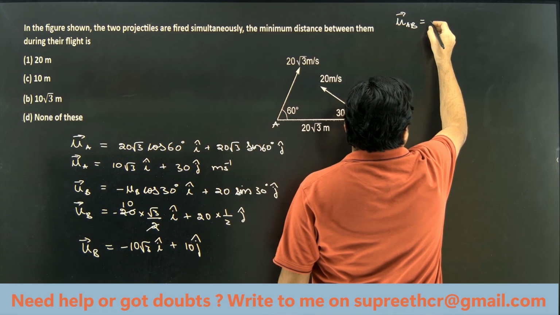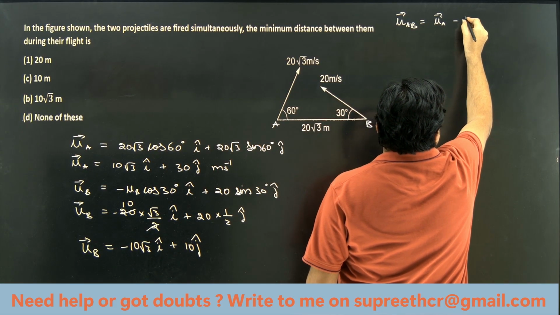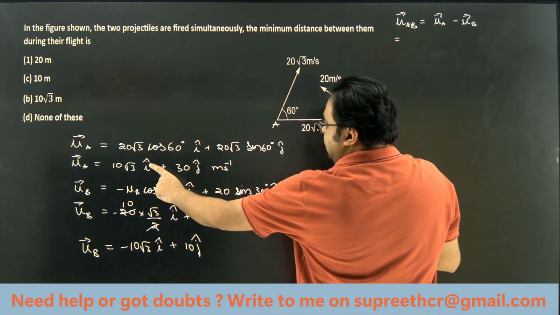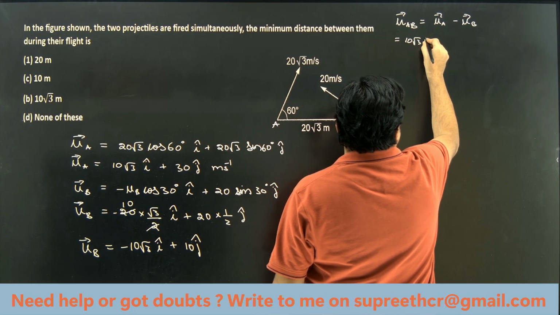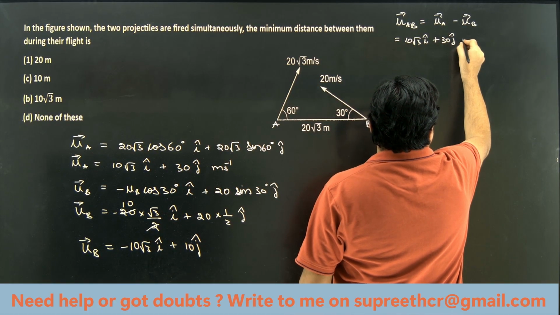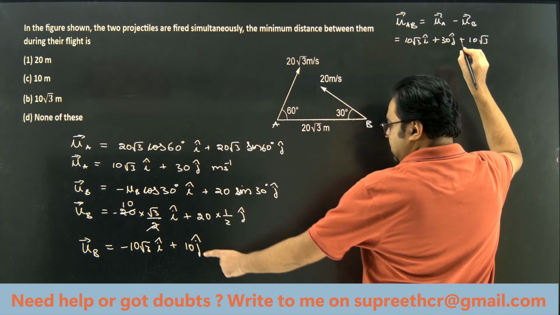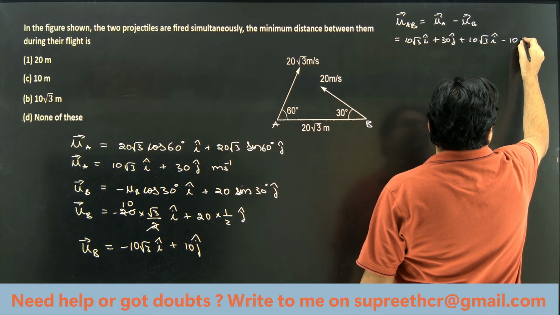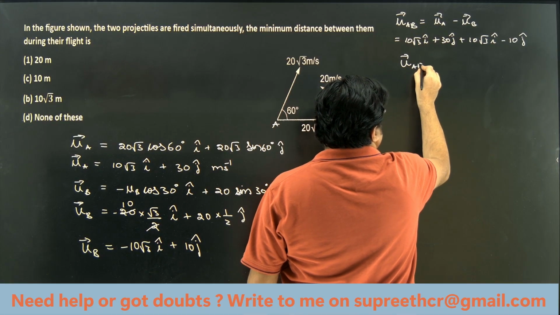How do you do that? Initial velocity of A minus initial velocity of B. We will have to substitute it in here. What is the initial velocity of A? Initial velocity of A is 10 root 3 i cap plus 30 j cap, minus of minus would become plus 10 root 3 i cap, minus 10 j cap. Let us simplify this further. That's the initial velocity of A as seen by B.